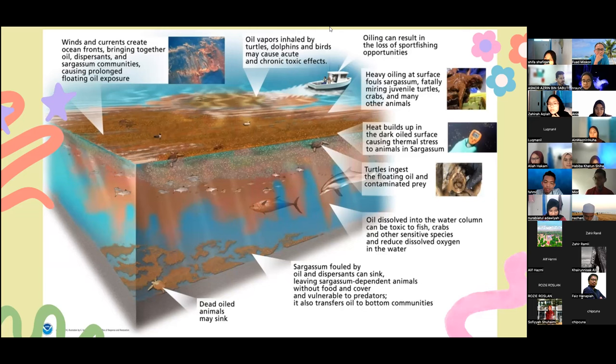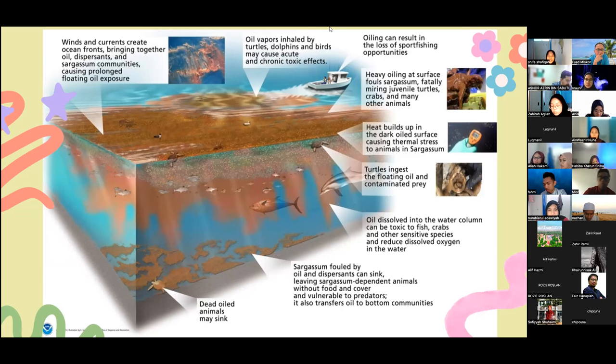Okay, next, oil dissolved into the water column can be toxic to fish, crabs, and other sensitive species. For example, a dark fish can experience fin erosion when exposed to oil, as well as reduced growth rates and enlarged livers.